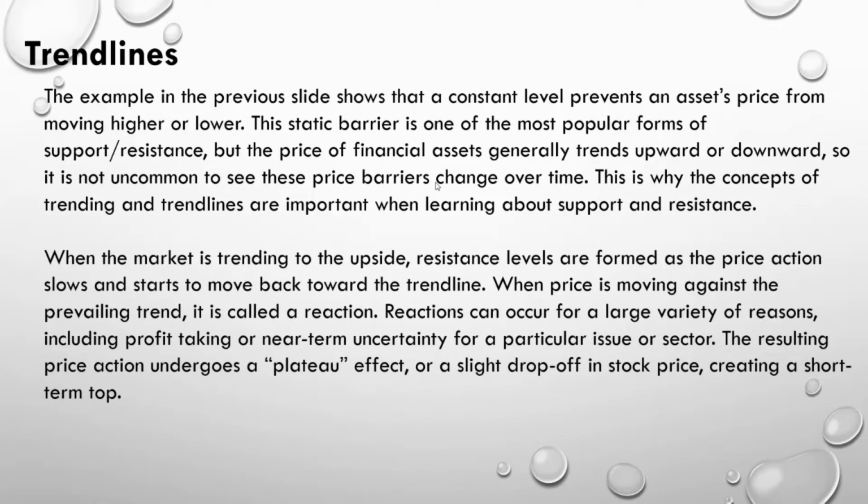Now, when the market is trending to the upside, resistance levels are formed as the price action slows and starts to move back toward the trend line. Now, when price is moving against the prevailing trend, it is called a reaction. Reactions can occur for a large variety of reasons, be it profit taking, people taking their profit out of the market, or near term uncertainty for a particular issue or a sector. When there's uncertainty in the market, the resulting price action undergoes what we call a plateau effect or a slight drop off in stock price, creating a short-term top.